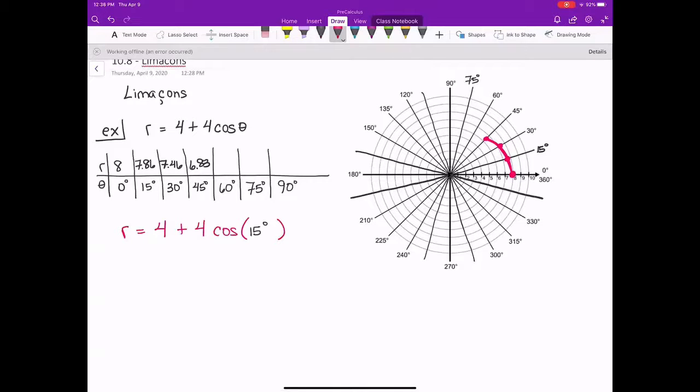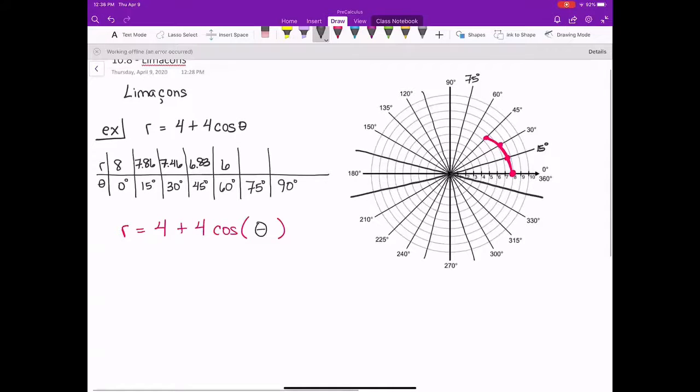Alrighty, then I'm going to go to 60 degrees. I wasn't replacing it here, so I'm just going to put this as theta. So cosine of 60 degrees is 1/2. 1/2 times 4 is 2. 4 plus 2 is 6. So at 60 degrees, I'm at a circle of radius 6.